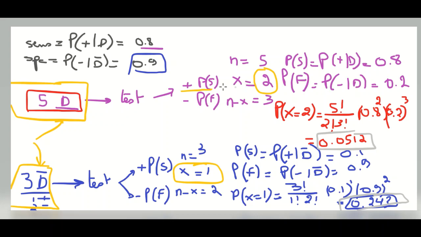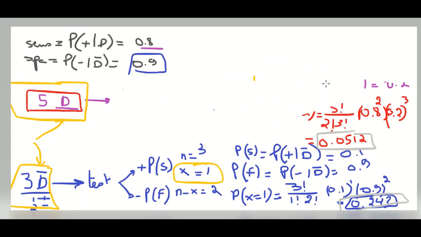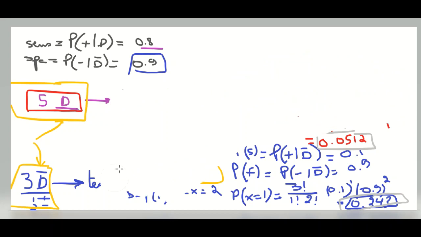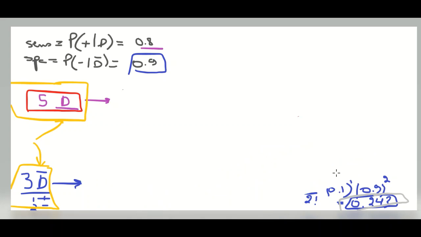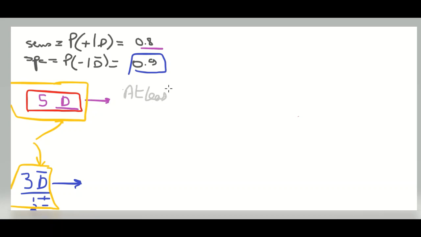Okay, so if we stay with the same setup, if instead of asking you, let me do a little cleaning. All right. So we have the same setup, everything, and the same sensitivity, same specificity, everything is the same. Now, if instead of asking you the probability that out of the 5, 3 will test positive, I ask you, at least 3 will test positive. At least 3 means x has to be greater than or equal to 3.